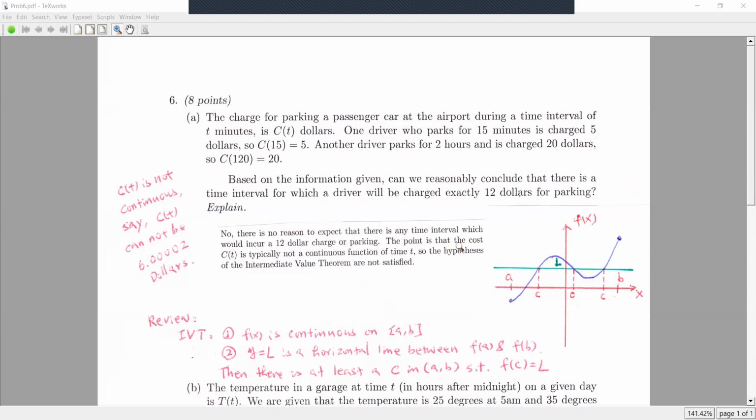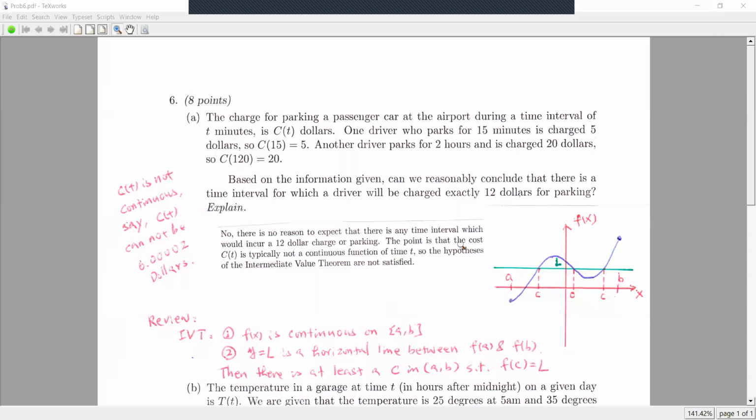The point is that the cost function C(t) is typically not a continuous function of time t. So the hypotheses of the intermediate value theorem are not satisfied. The function C(t) is not continuous. So no guarantee the graph of the function will intersect this horizontal line.